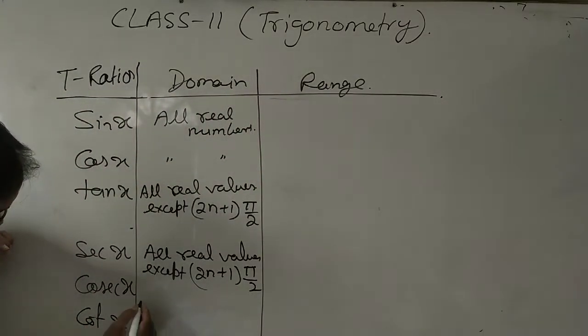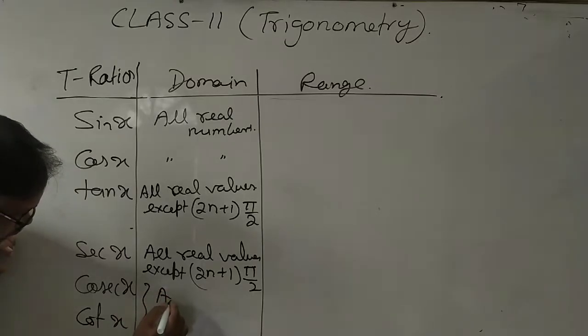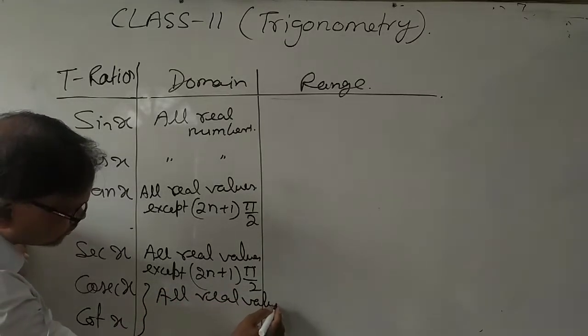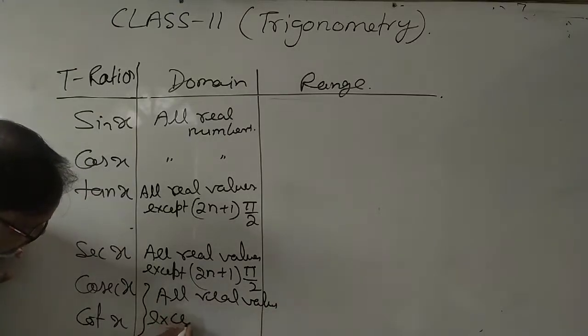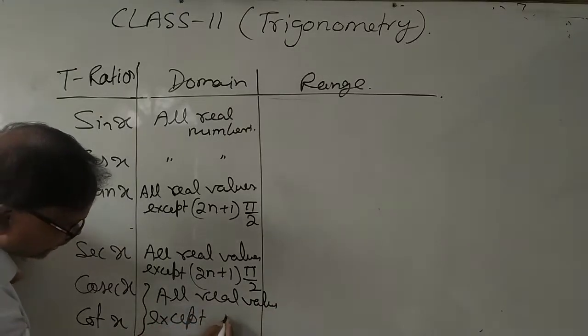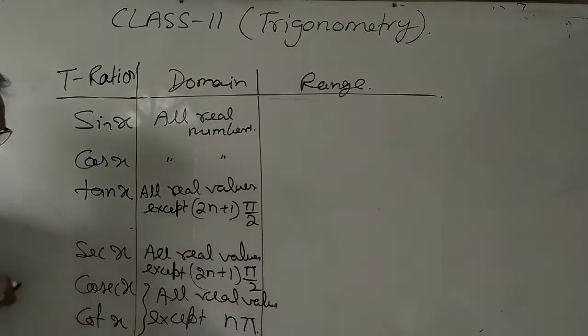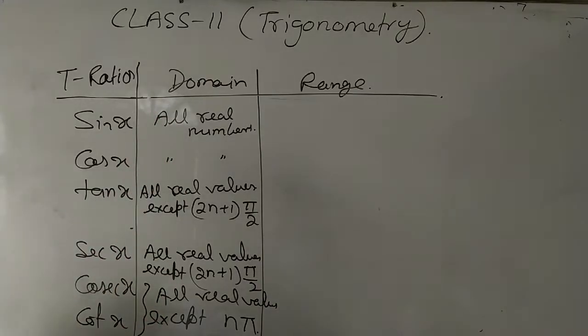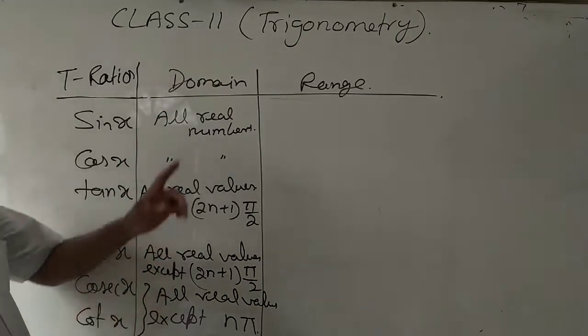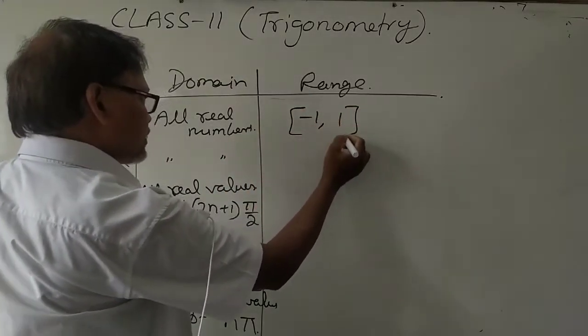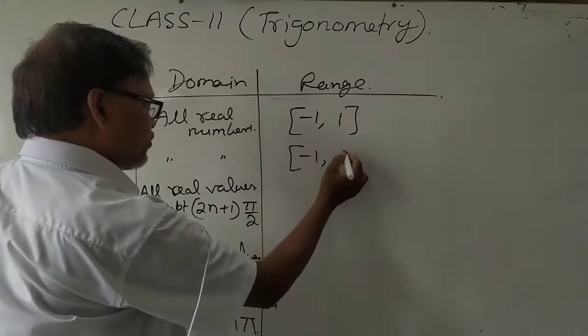So in this case, all real values except n pi, n meaning integers, where pi is equal to 180 degree. So these are the domains of the functions. Range, I have just told: -1 to 1 for sine and -1 to 1 for cos.